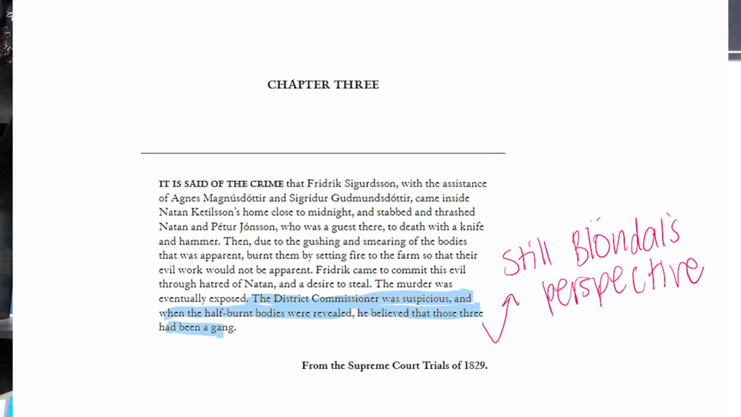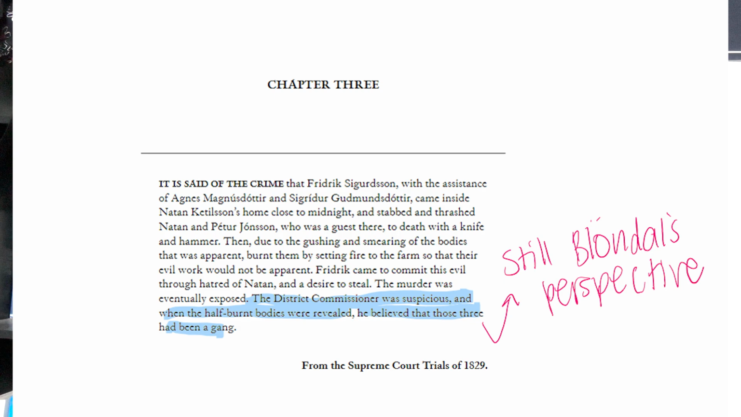So the permanency of her reputation, and what is important about her reputation to the people of 19th century Iceland, is really exemplified through this quote and this historical document. Chapter 3 is an excerpt from the Supreme Court trials, and what I think is really interesting about this is that it's presented to us as from the Supreme Court trials, right?